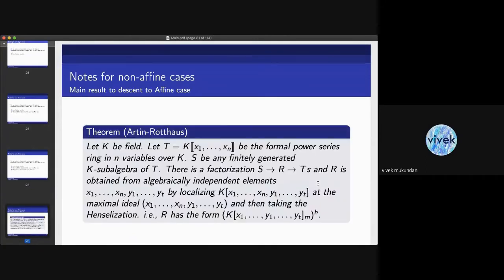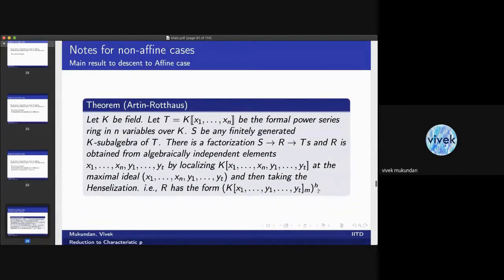Okay, so the main tool you have to use for this is the Artin-Rotthaus theorem. It's a pretty deep theorem. It says that K is a field and T is a power series ring over K in X1 up to Xn. S is a finitely generated K-subalgebra of T. There exists a factorization from S to R to T so that R is obtained by algebraic elements X1 up to Xn, Y1 up to Yt by localizing K[X1 up to Xn, Y1 up to Yt] at the maximal ideal (X1 up to Xn, Y1 up to Yt), then taking its Henselization.